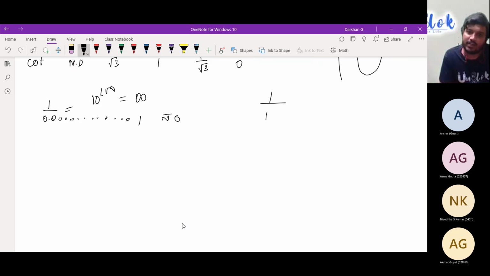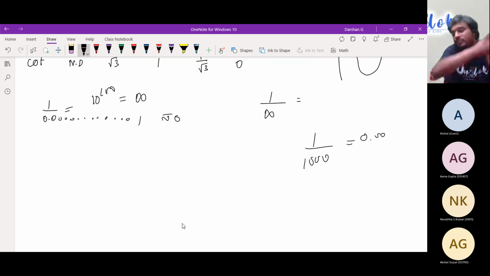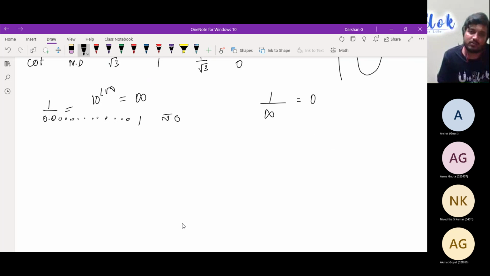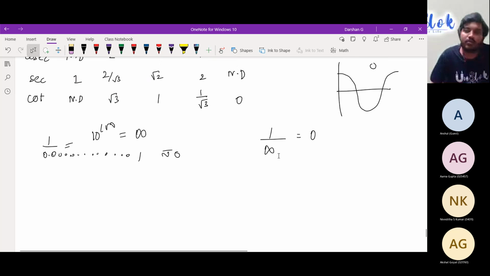Conversely, 1 by infinity means 1 divided by a very big number. Obviously, when I have 1 by 1000 itself, I get 0.001. If it is a very big number, obviously it will be very near to 0. So I can say it as 0. This is how you can remember it, because you will not be using a calculator in your examination. These small doubts can come in your examination. Clear them out at home itself, so that it will help you a lot.